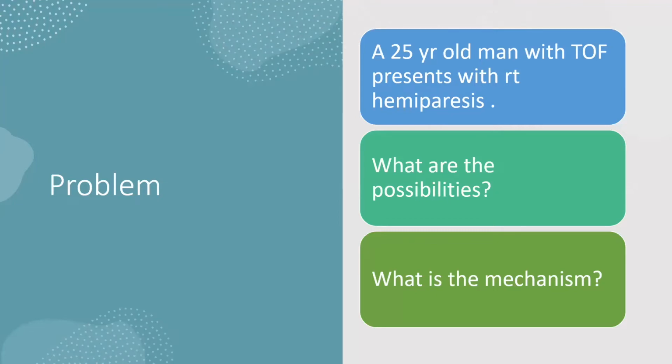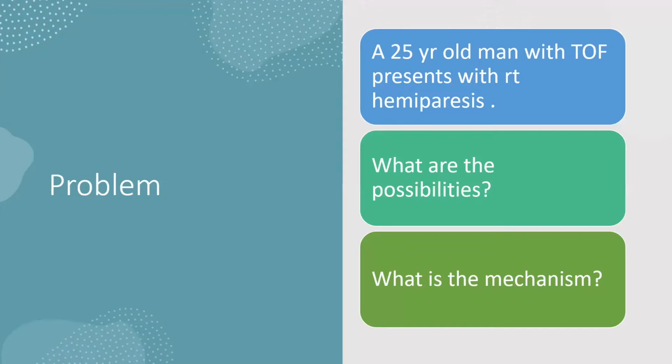Now let's look at this problem. A 25-year-old man with TOF presents with right hemiparesis. What are the possibilities? What is the mechanism? I want you all to just write down. I'll give you 30 seconds. Just write down your possibilities and I'll show you the answer.